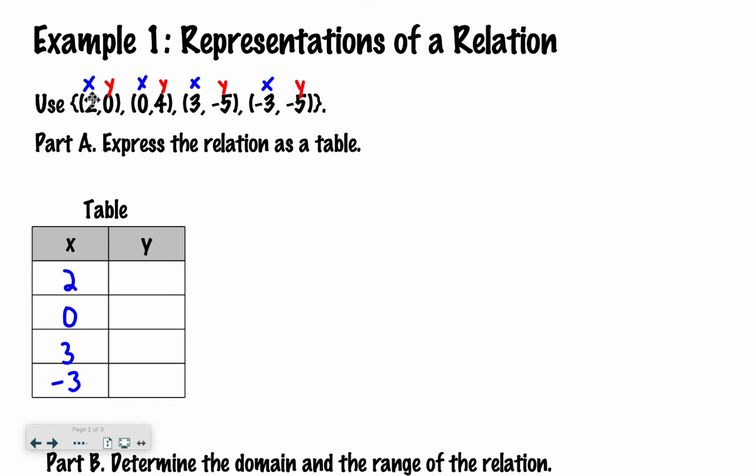So my x is 2, my y is 0. My x is 0, my y is 4. My x is 3, my y is -5. My x is -3, my y is -5. So that's how you express a relation as a table. You just break it up into your x and y values and you list them out.